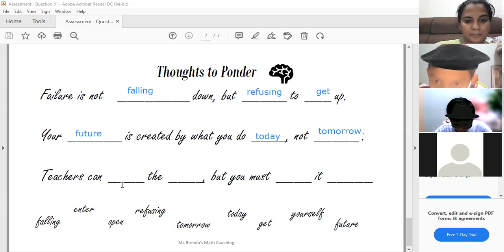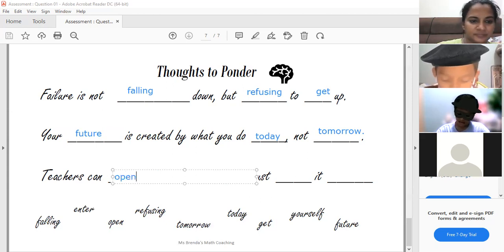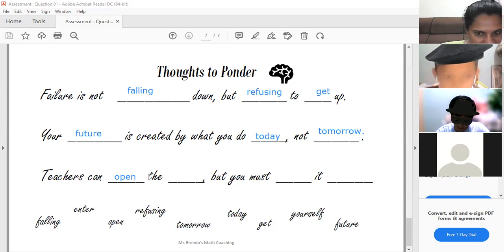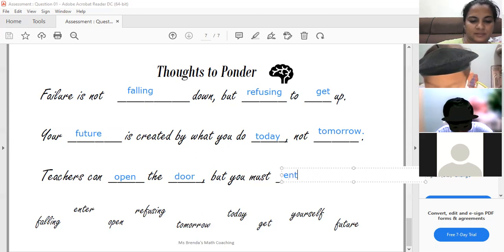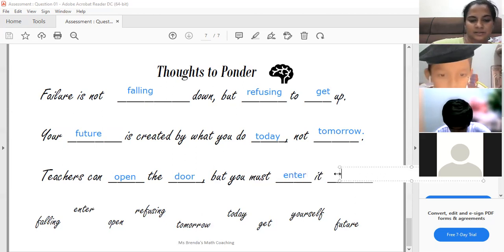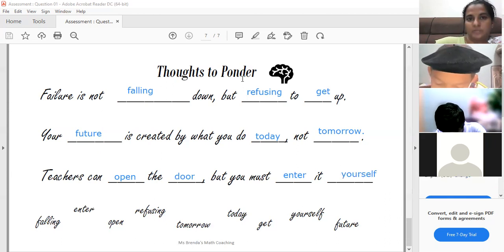Teachers can open the door, but you must enter it yourself. Oh, I missed out one word. Good. What do you think this is? Door. I think I missed out the word door. But you must enter it yourself. Faham ke?